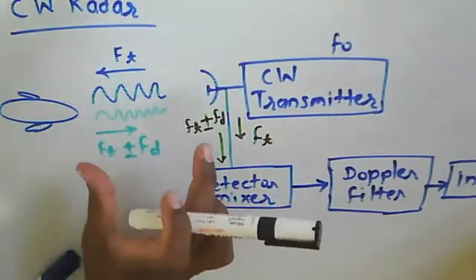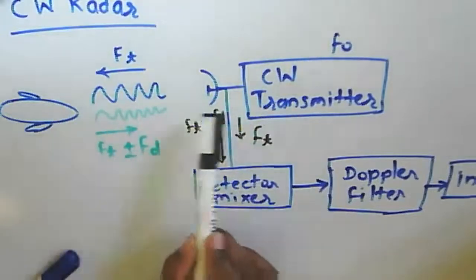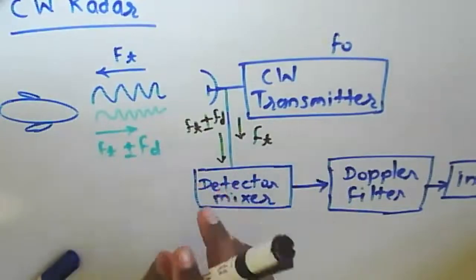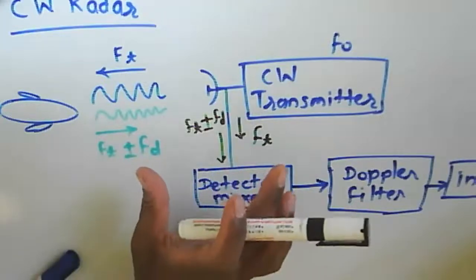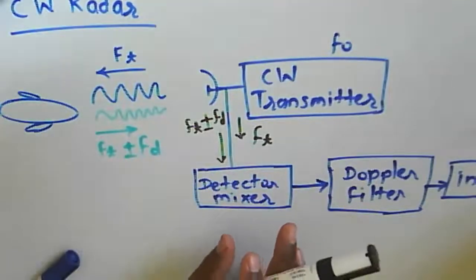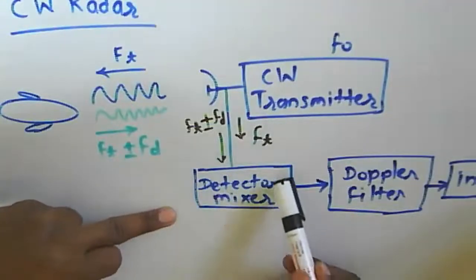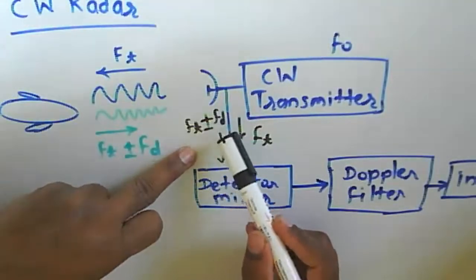Okay, means here the distance between the object and transmitter, if it is closer, then it will be ft plus fd. If it is away from this, then we say ft minus fd. And then this is about the received signal, or we can say the echo signal.